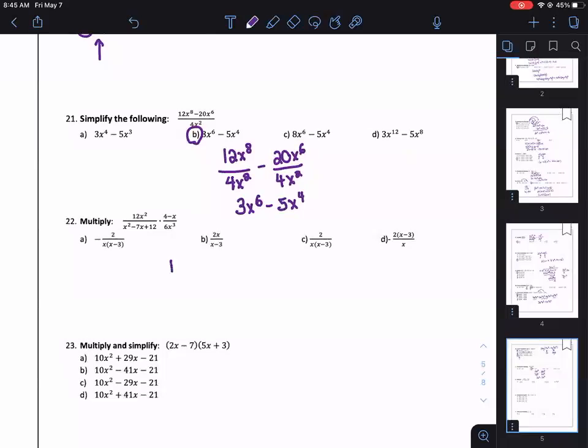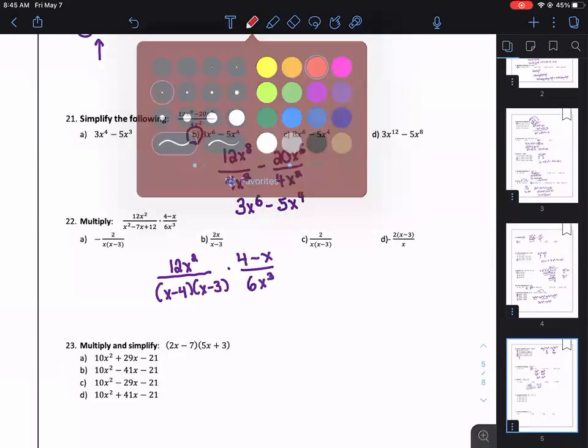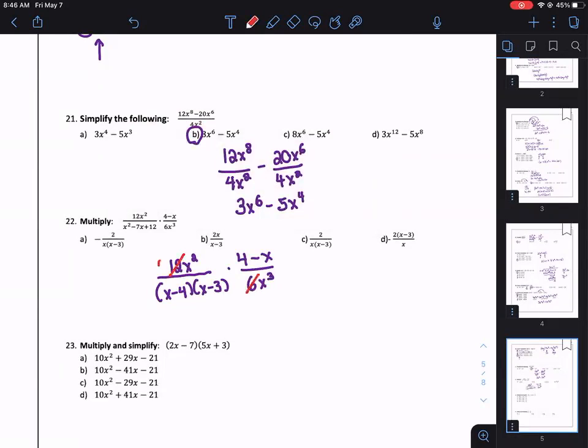For 22, we will factor everything completely. So this will be 8x minus 4 and x minus 3, 4 minus x, and 6x cubed. The 12 and the 6 will reduce to a 2. The x cubed and the x to the second will leave us with an x on the bottom. There is that a minus b over b minus a, so -1. So in the numerator, we're left with a -2. In the denominator, we're left with an x times x minus 3. So choice A is the one that is negative, choice C is positive.